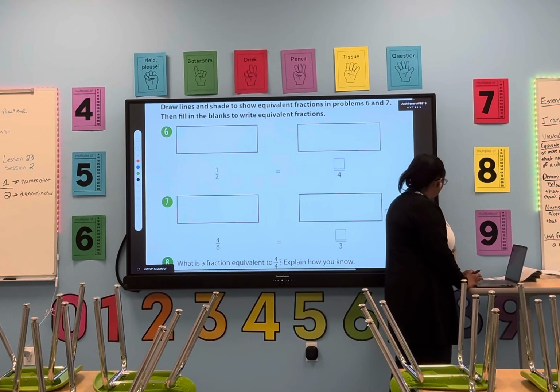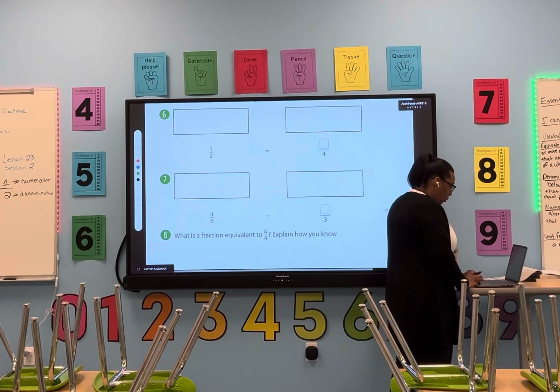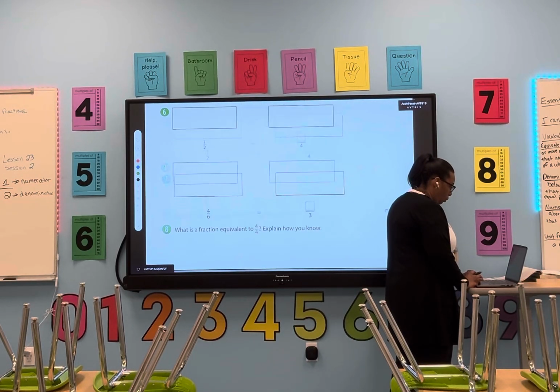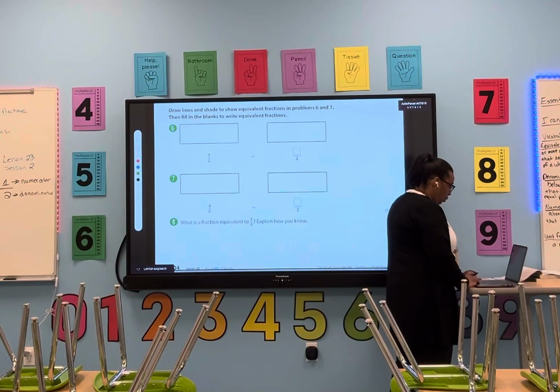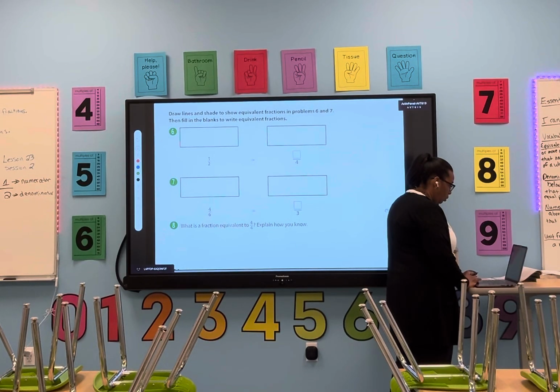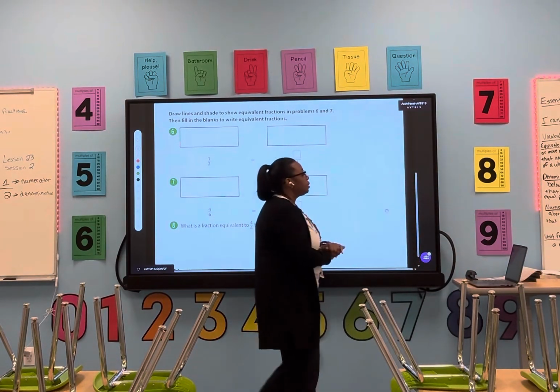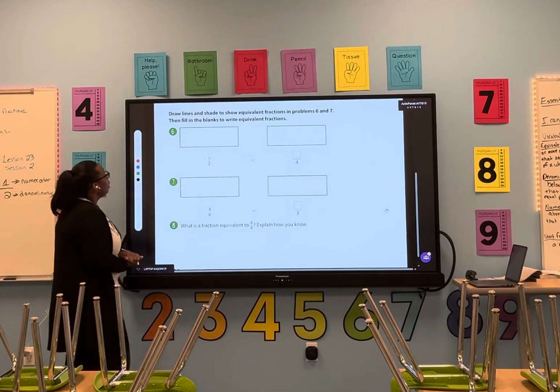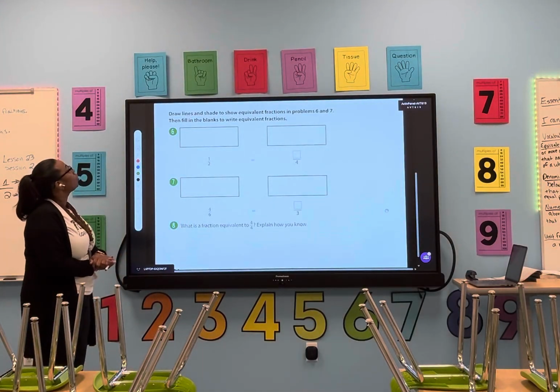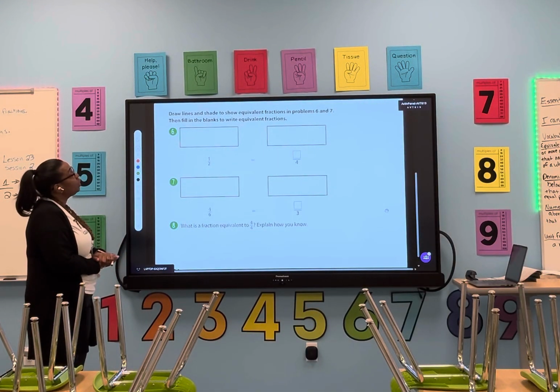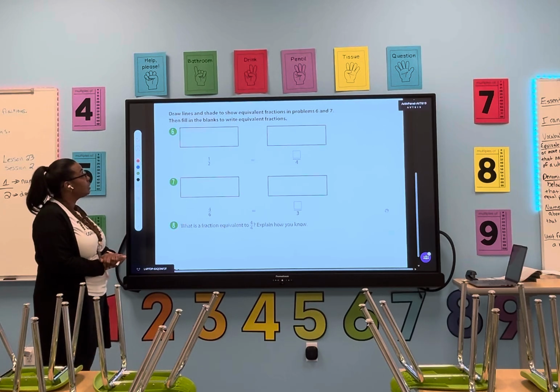I'm going to zoom this down a little bit so I can get 8 in with it as well. Just 1, 2, they go together. Okay, so here we go. Number 6, it says draw lines and shade to show equivalent fractions in problem 6 and 7.